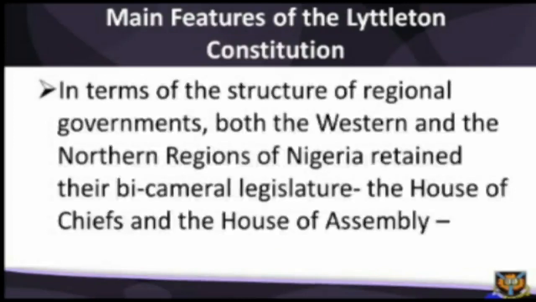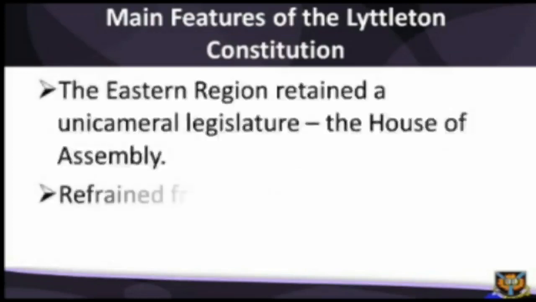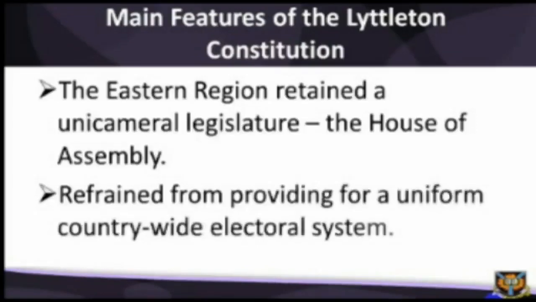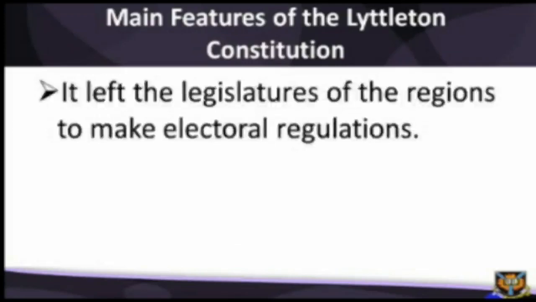In terms of the structure of regional governments, both the western and the northern regions of Nigeria retained their bicameral legislature, the House of Chiefs and the House of Assembly, while the eastern region retained a unicameral legislature, the House of Assembly. The 1954 Littleton Constitution refrained from providing for a uniform countrywide electoral system. It left the legislatures of the regions to make electoral regulations. This led to different laws in the region.